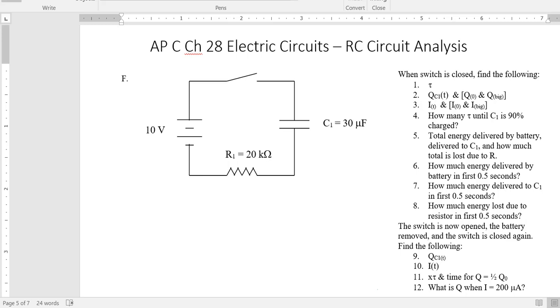Hey folks, I got an example of a circuit with a capacitor and resistor. We're going to charge the capacitor up, and then when it's fully charged, we're going to discharge it. This is part of a packet. If you have the packet, great. If not, you might want to stop and copy this information down.